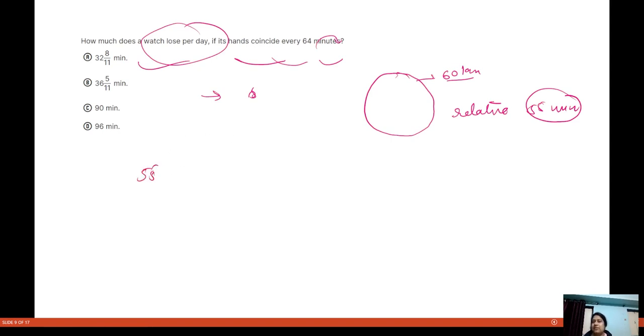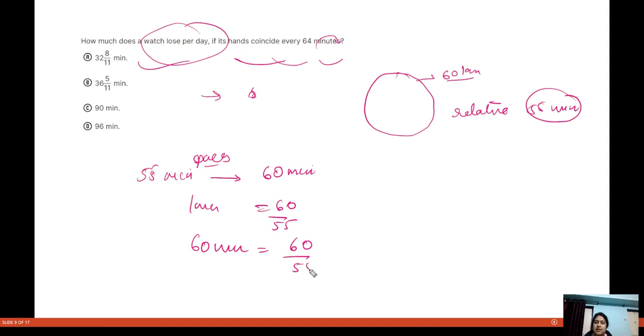Relative velocity will always be the same. If its hands are coinciding in 64 minutes, that is because the clock is becoming slow. So 55 minute spaces are covered in 60 minutes. So 1 minute space is covered in 60 by 55 minutes, so 60 minute spaces are covered in 65 5/11 minutes. But if its hands are coinciding in every 64 minutes, then we are losing.